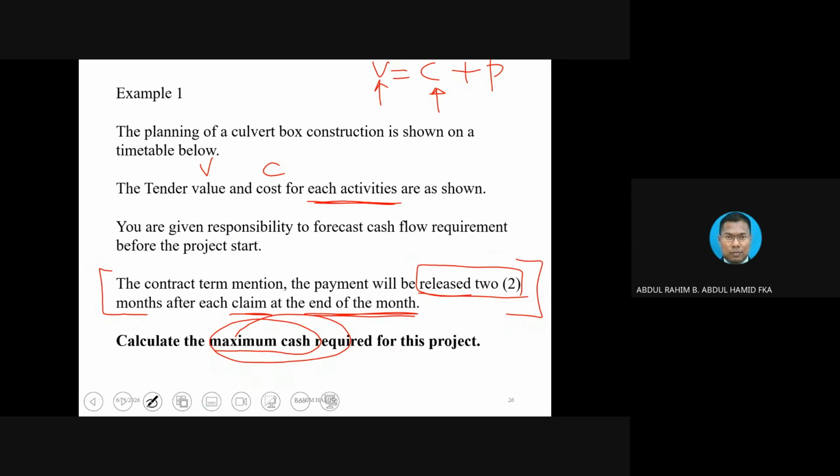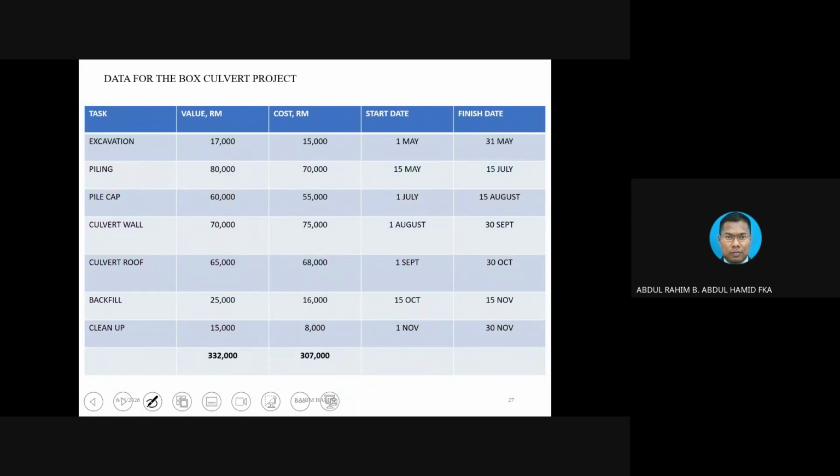So first things first, the data given. These are the data given. You notice value and cost are given, and then the activity start and finish dates. Why? Because we need to draw the bar chart. In order to draw the bar chart, we need to have the data. Either it is given directly like this, which is the simplest way of doing things, or we are going to give you predecessors. So you are going to interpret the data and try to come up with the bar chart.